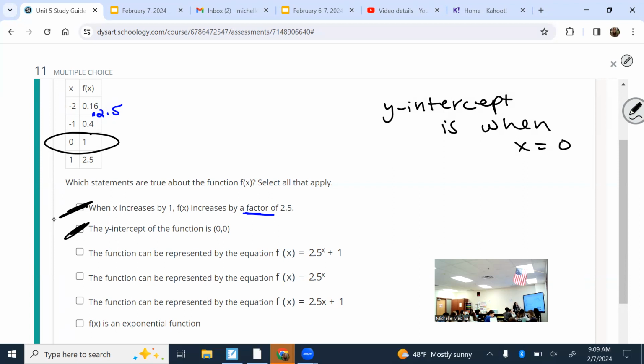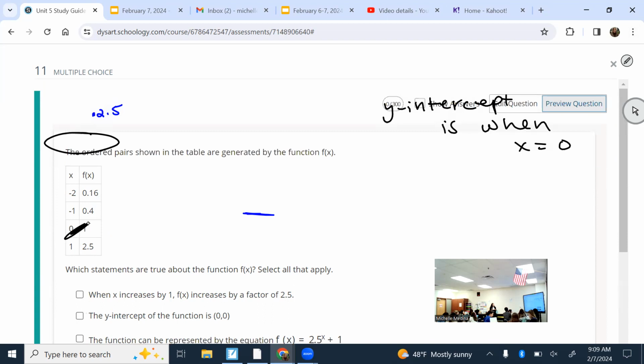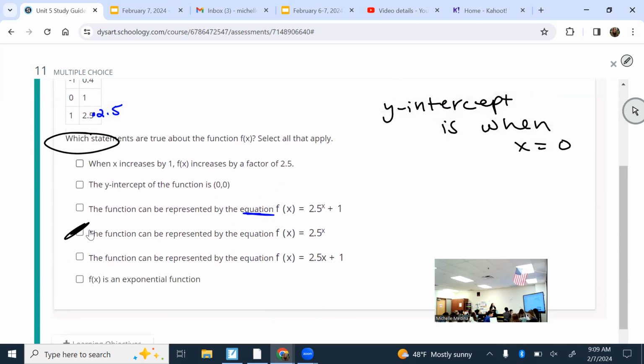Oh, wait, hold on. I think I made a mistake earlier. Let me double check this first one. So 0.16 times 2.5 is 0.4. 0.4 times 2.5 is 1. And 1 times 2.5 is 2.5. So we're going to go back and select this one for sure. I didn't see it until I compared the 1 to the 2.5.